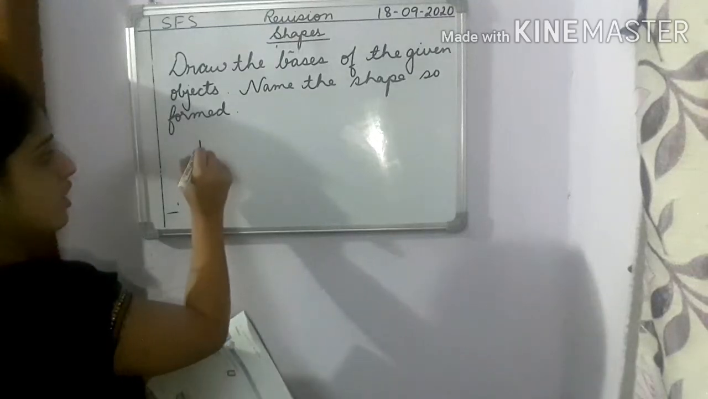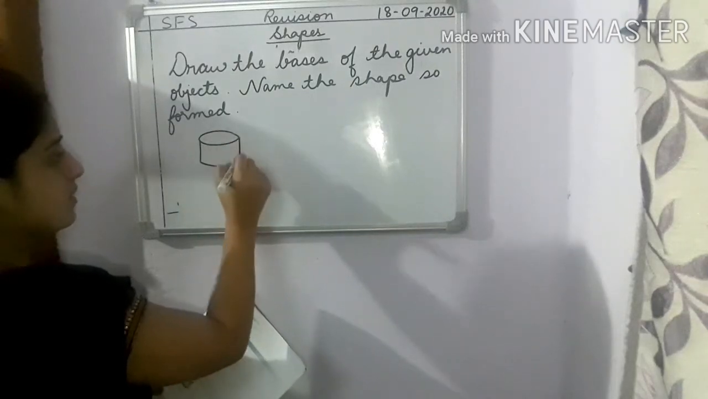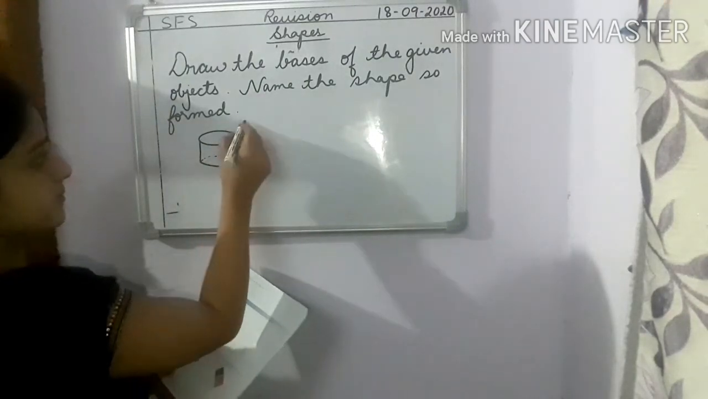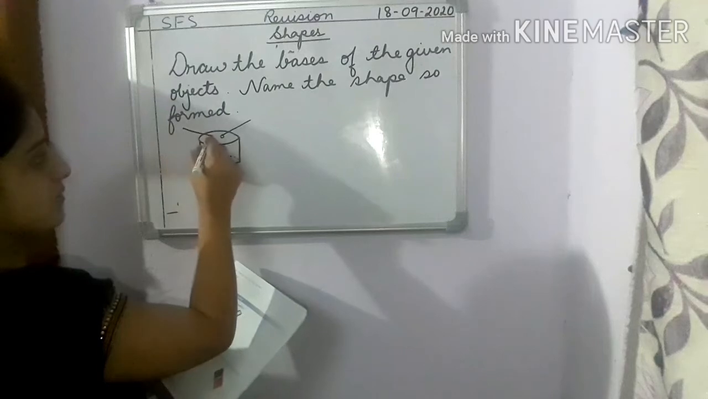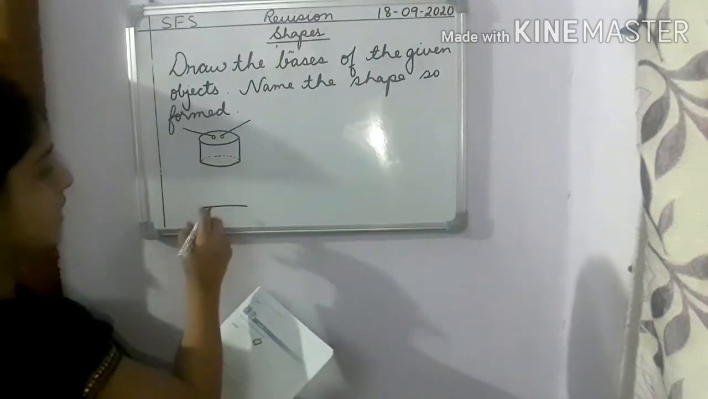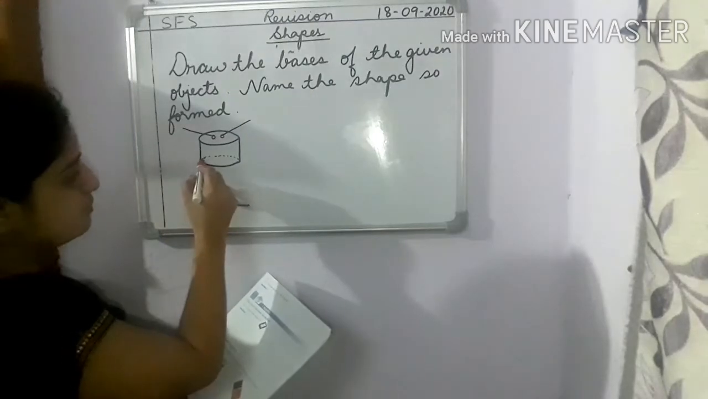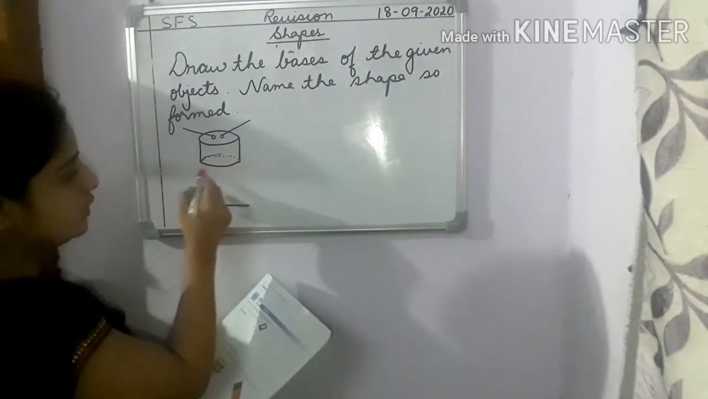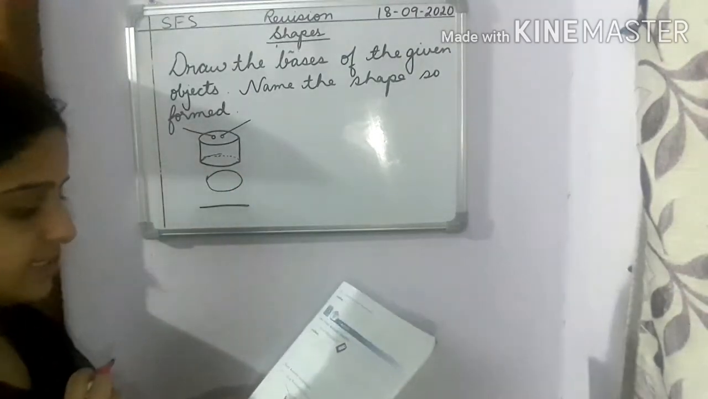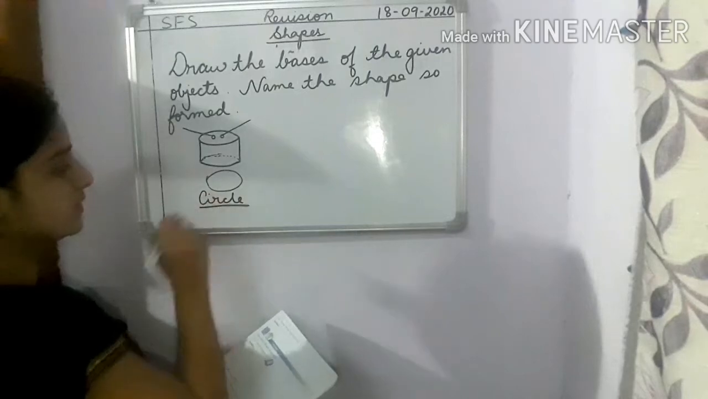Children, the first is your drum. The first shape is your drum. Okay? This is your drum, children. Now, if you draw the outline of the drum, what will you get if you draw the outline? If you draw this shape, children, what will you get? You will get circle. So the base is circle. Clear?